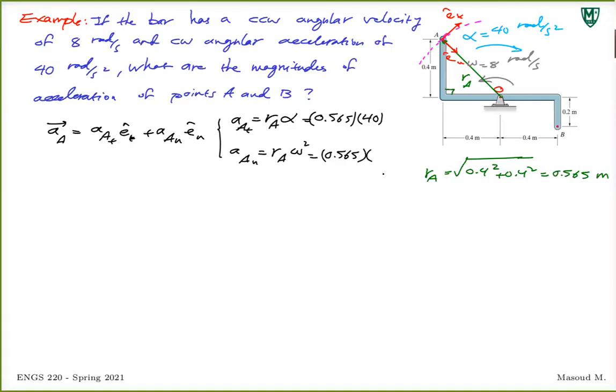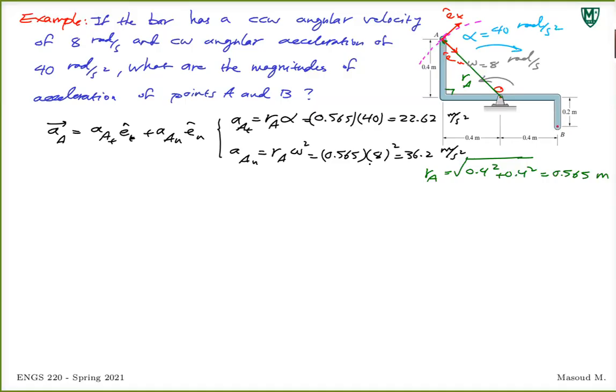565. And omega is 8, so 8 squared. Right? From there, we can actually find the values. For the first one, you'll get 22.62, and the unit would be meters per second squared. For the second one, you get 36.2 meters per second squared.